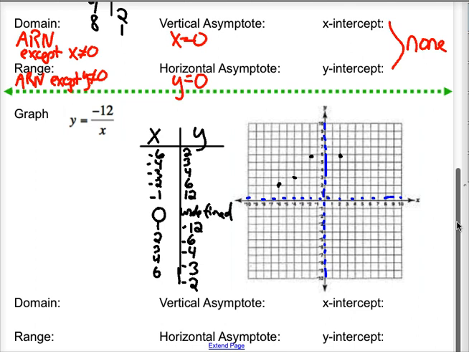Oh, I'm sorry, I forgot one right there. And I put that in the wrong quadrant. It should be 2, negative 6, 3, negative 4, 4, negative 3, 6, negative 2.